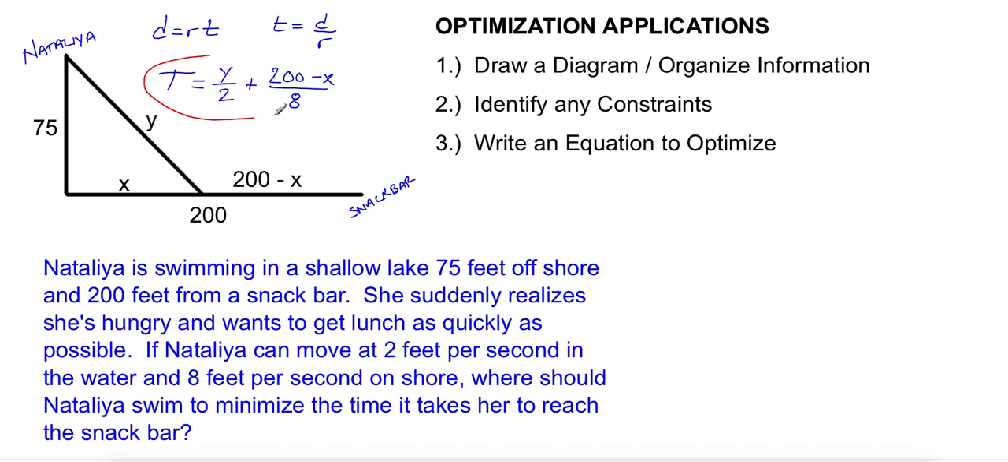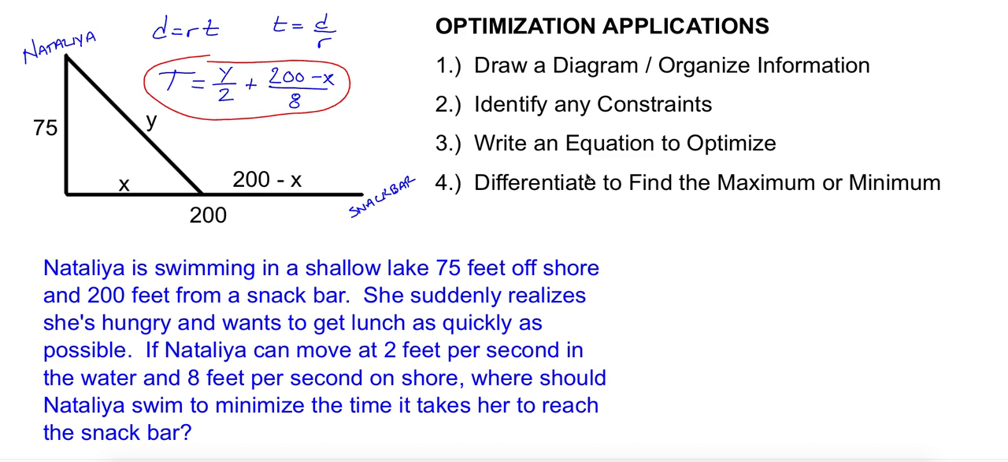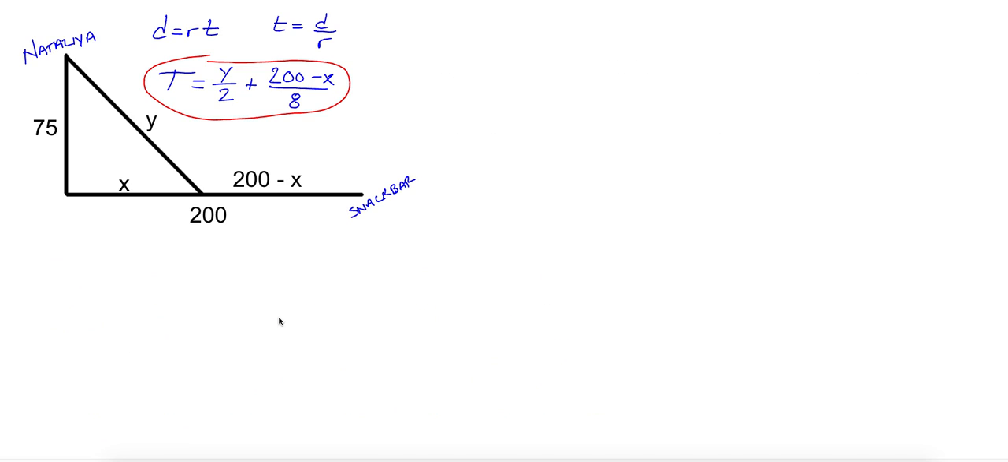This is the one that I'm going to have to work with throughout the problem in order to minimize it. And then the last step is to differentiate that equation to find either the maximum or the minimum. In this case, obviously, we're looking for the minimum. All right, so let's create a little bit of space for ourselves here so we can go through this. And we know that t is going to equal y over 2 plus 200 minus x over 8.